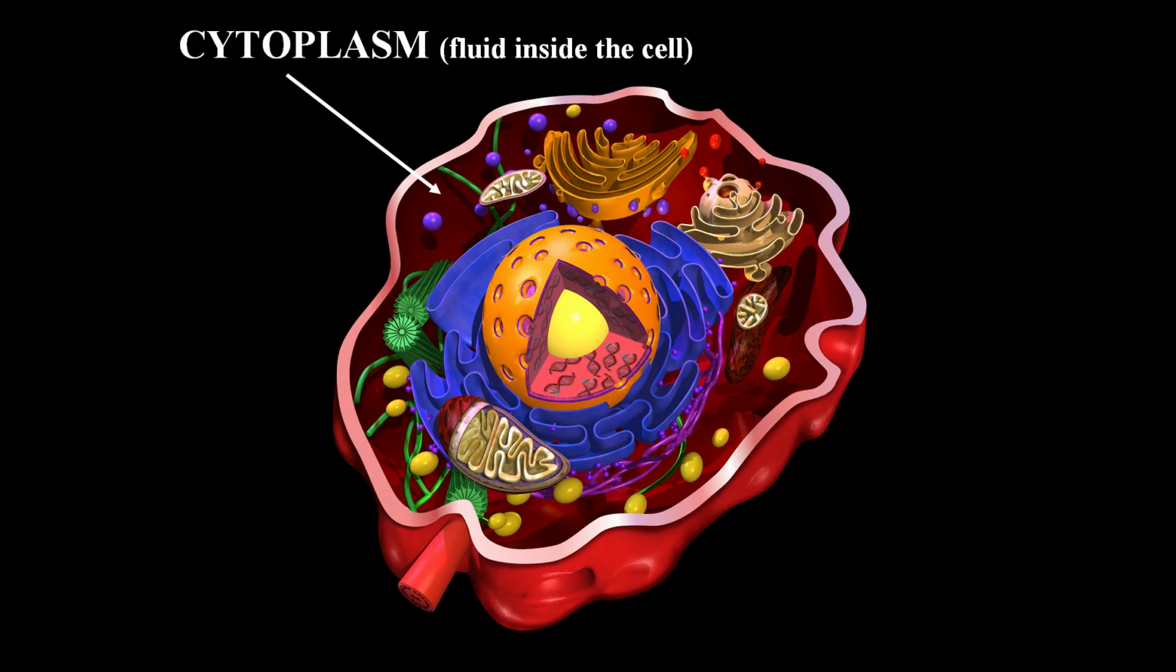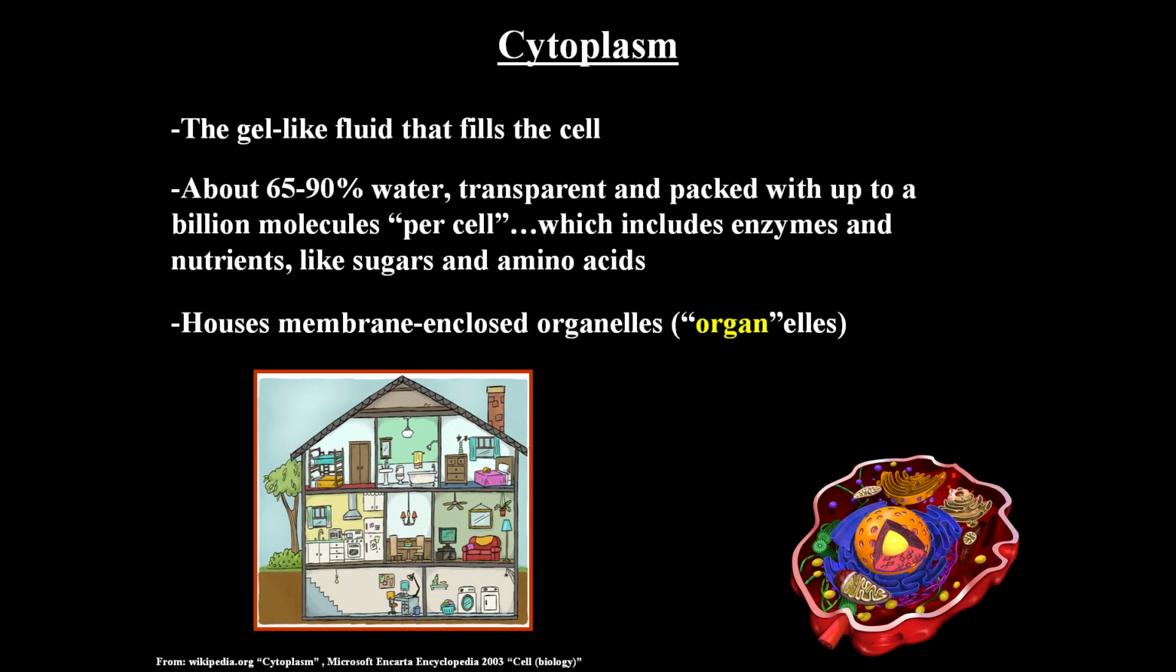Now, let's start talking about this simple cell. You've got the cytoplasm. This is the fluid inside of the cell. It's a gel-like fluid that fills the cell. About 65 to 90% water, transparent and packed with up to 1 billion molecules per cell, which includes enzymes and nutrients like sugars and amino acids. It houses membrane-enclosed organelles. That's the type of stuff, you guys remember that.